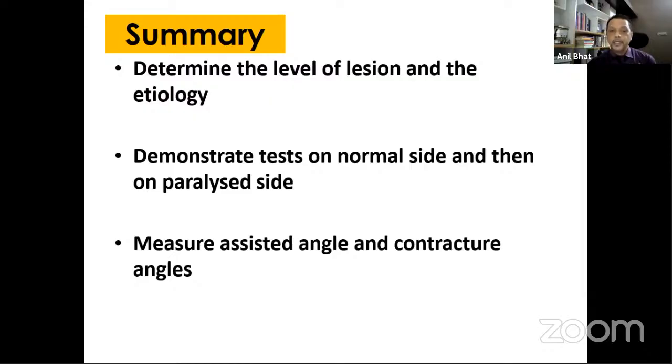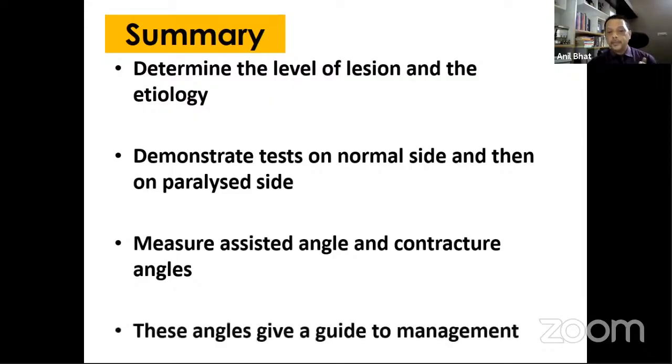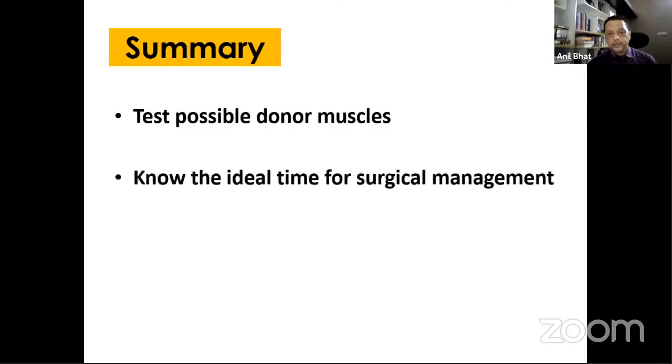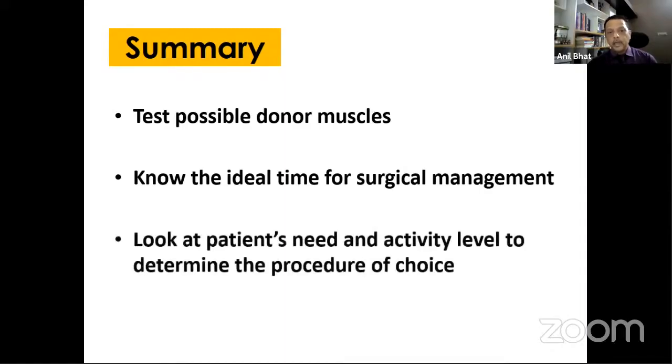That is very important for you to determine your treatment, whether it is a static procedure or a dynamic procedure, based on these things. And then test possible donor muscles. Very important for you to tell the examiner, I've already checked the donor muscle and this is the grade for it. So that gives a lot of goodwill for you during the exams. Know the ideal time for surgical management. If it is a post-trauma case, when will you do it? If it's Hansen's, when will you do it? That's very, very important. And look at the patient's need and activity level to determine the procedure of choice. If the patient is doing fine work or is a manual laborer, you need to tell the examiner why you choose a particular tendon transfer or a particular procedure.